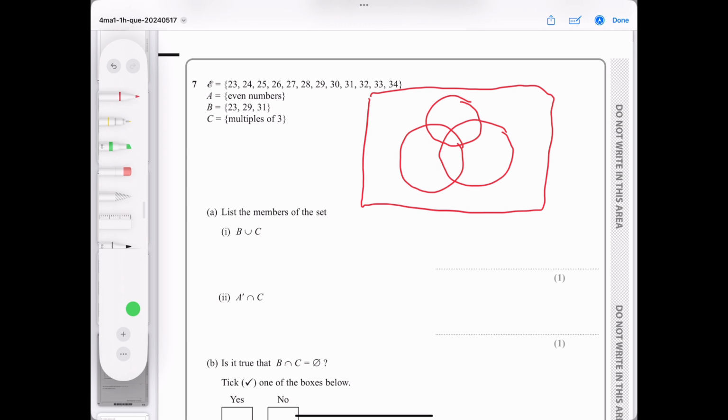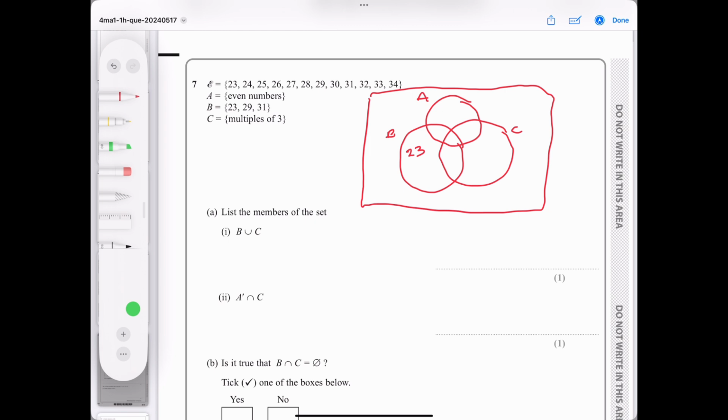So it's 23 to 34. A is even numbers, B is 23, 29 and 31, and C is multiples of 3. Okay, so that's A, B, C. So where does 23 go? 23 goes into B. I think that's a prime number.